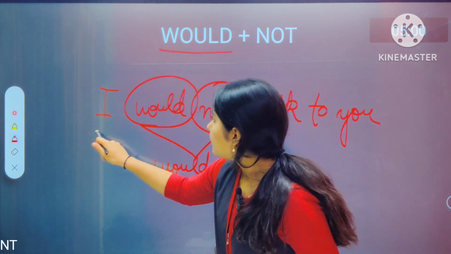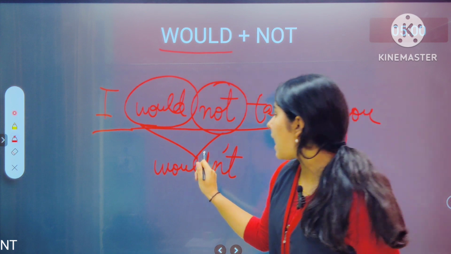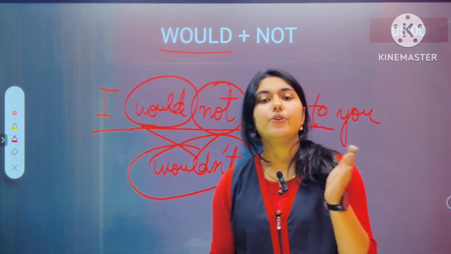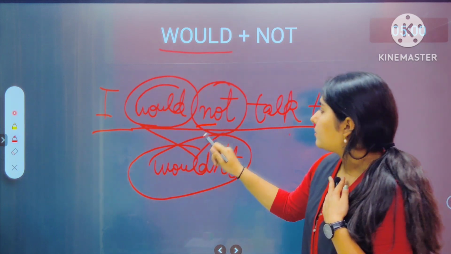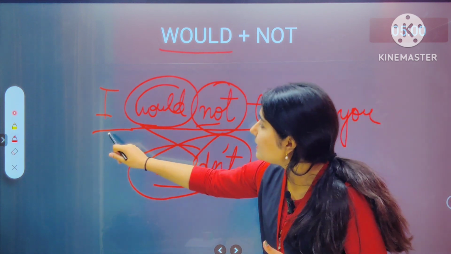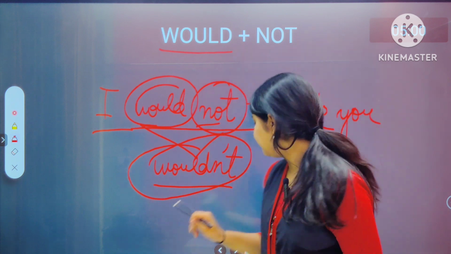So, repeat after me. I would not talk to you becomes I wouldn't talk to you. Repeat after me. I wouldn't talk to you. So here, would and not, both these words made a different contraction, which is wouldn't. And the sentence becomes I wouldn't talk to you. Right? Sounds similar now?